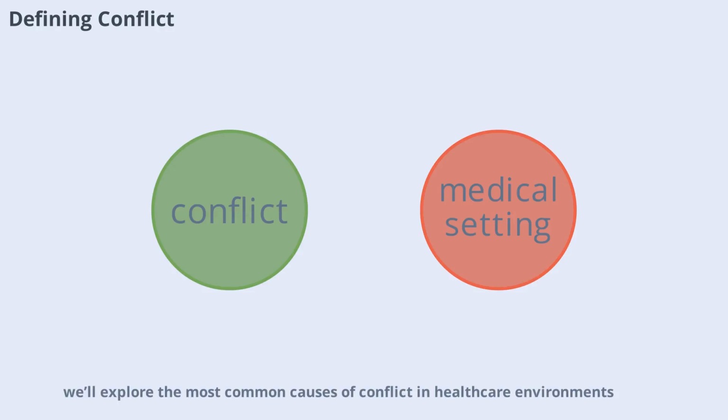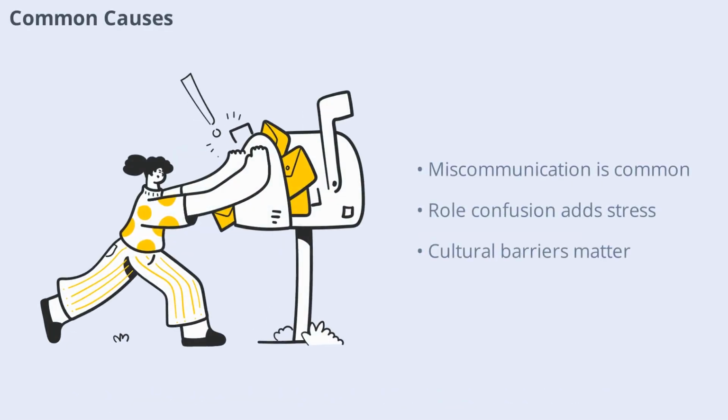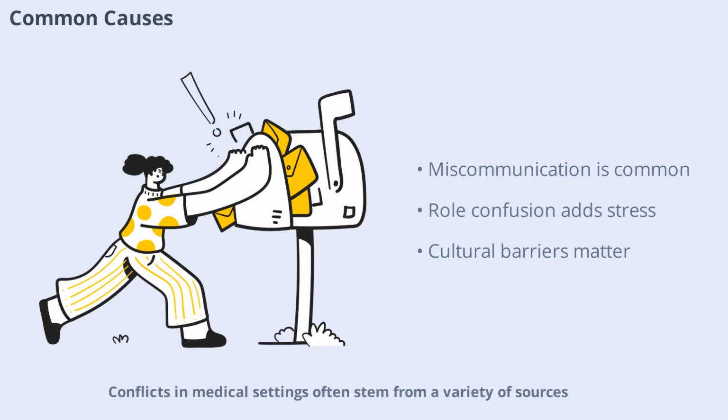Next, we'll explore the most common causes of conflict in healthcare environments. Conflicts in medical settings often stem from a variety of sources. Miscommunication is a leading cause, whether it's between doctors and nurses or between staff and patients. Differences in professional opinions, unclear roles, and high workloads can also contribute. Sometimes cultural or language barriers play a role, making it harder for everyone to understand each other's perspectives. By identifying these root causes, healthcare teams can proactively address issues before they escalate.